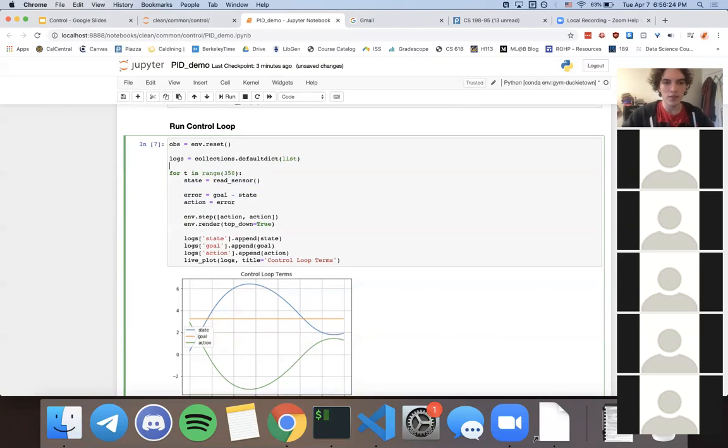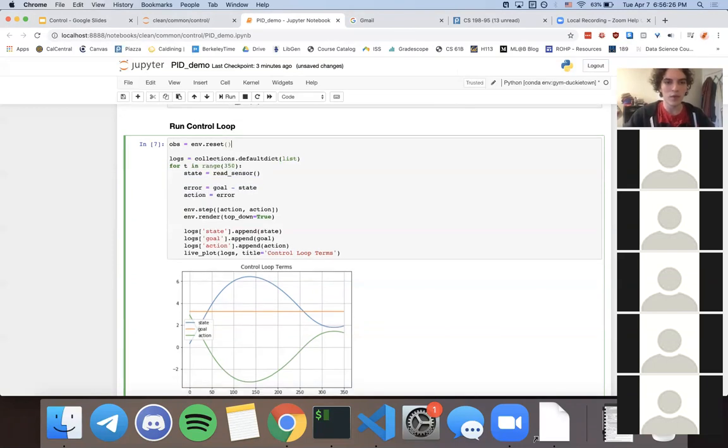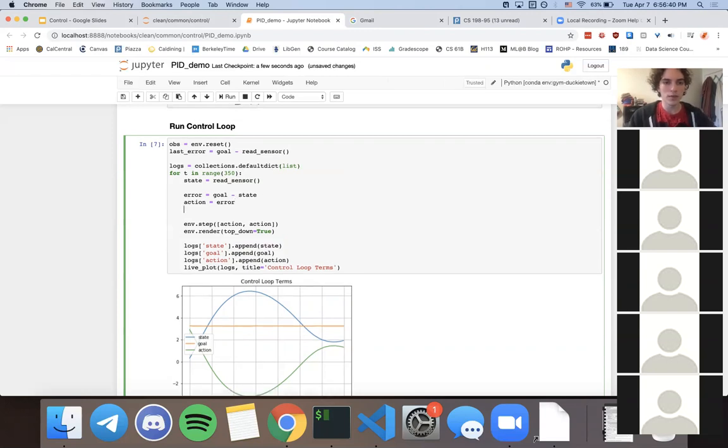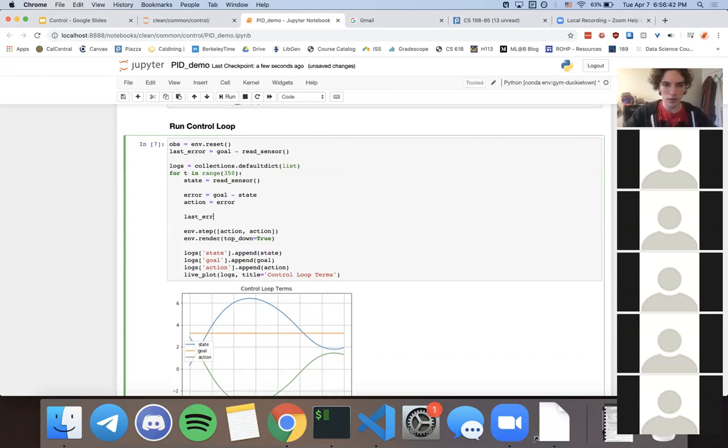So let me make a variable. I'll call it last error. And let me initialize this at goal minus read sensor. Okay. And what we can say is if we update here, last error, error. So now we're keeping track of what the last error we measured was. So we have the current distance to the goal and the last distance to the goal.